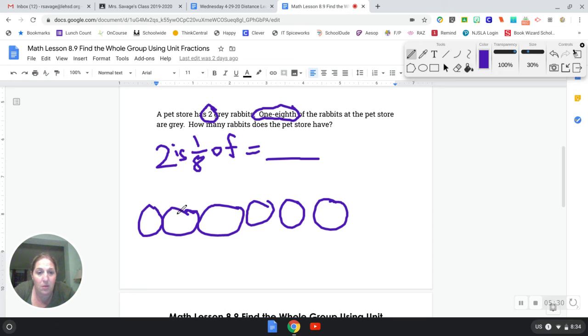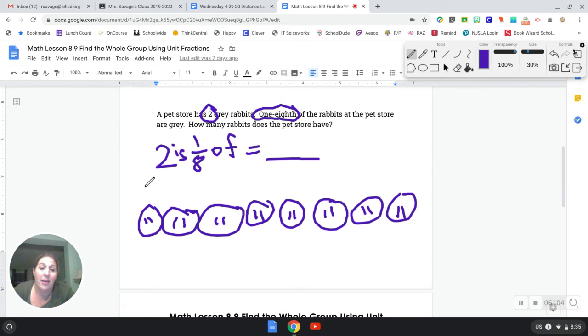How many did I do? 1, 2, 3, 4, 5, 6, 7, 8. 2 is 1/8. So I'm going to do lines. They're easier than dots. So if that's 1/8, there's 2/8, 3/8, 4/8, 5/8, 6/8, 7/8, 8/8. So now can I figure out the total number of rabbits this pet store has?